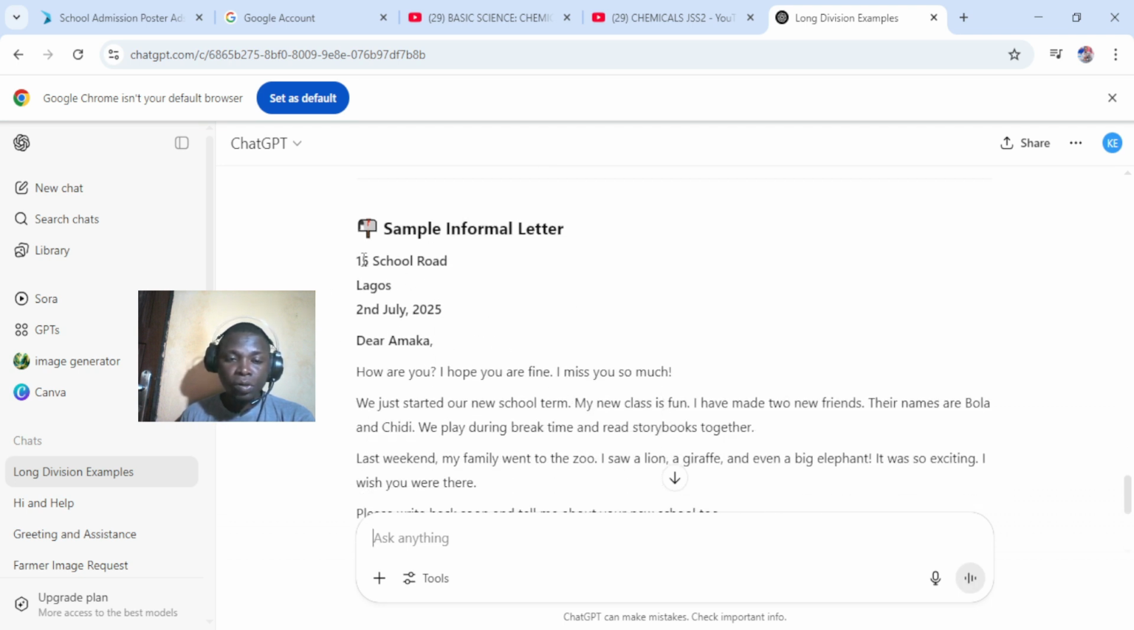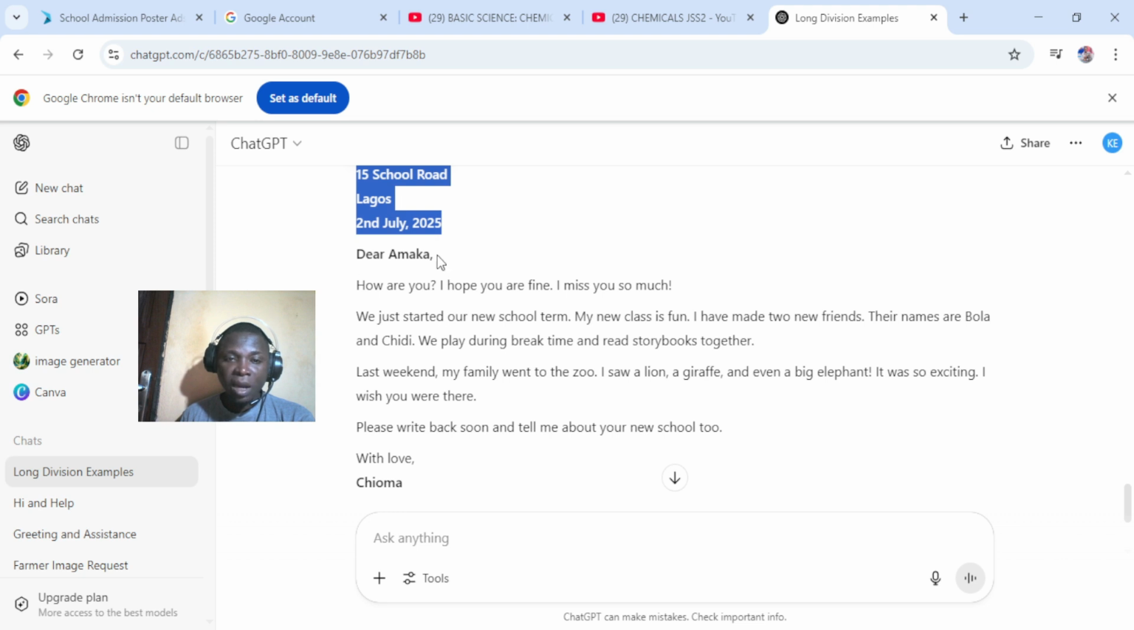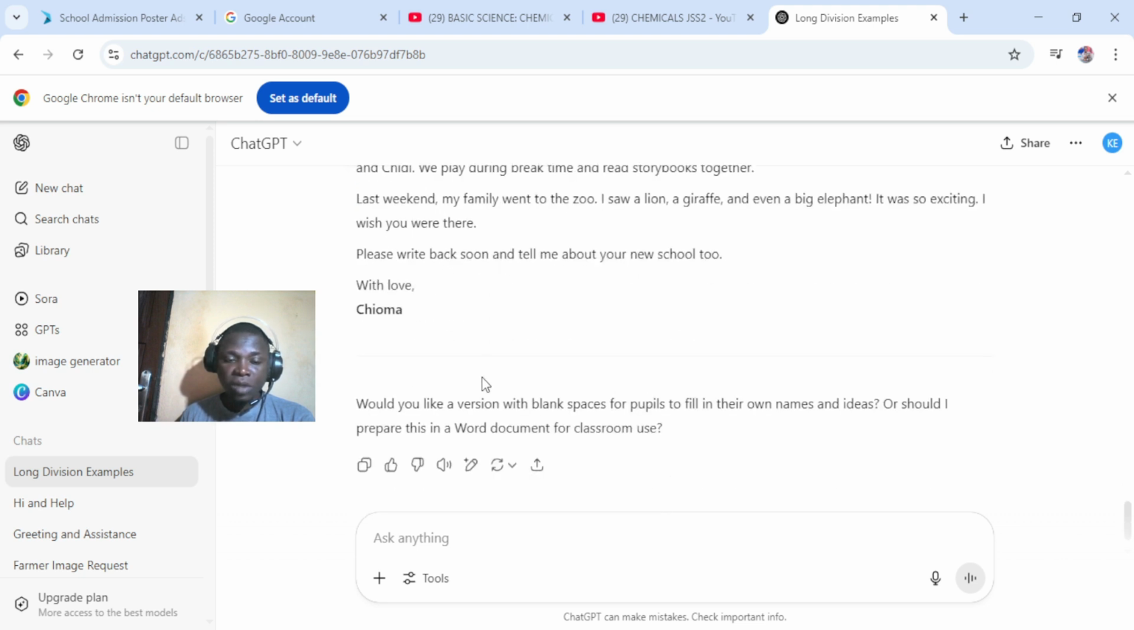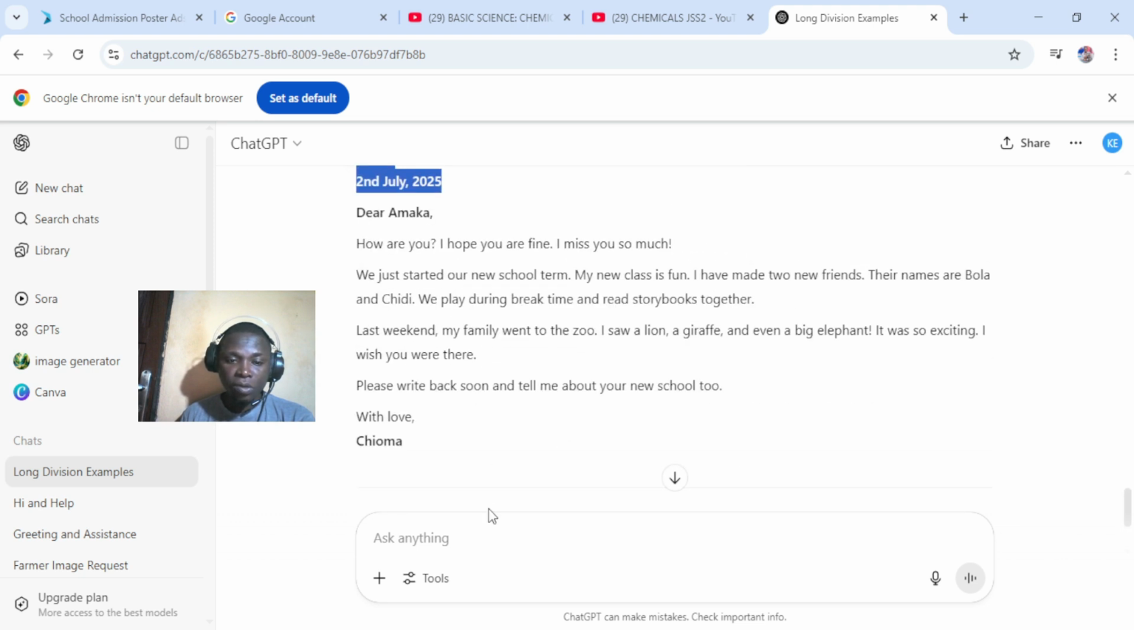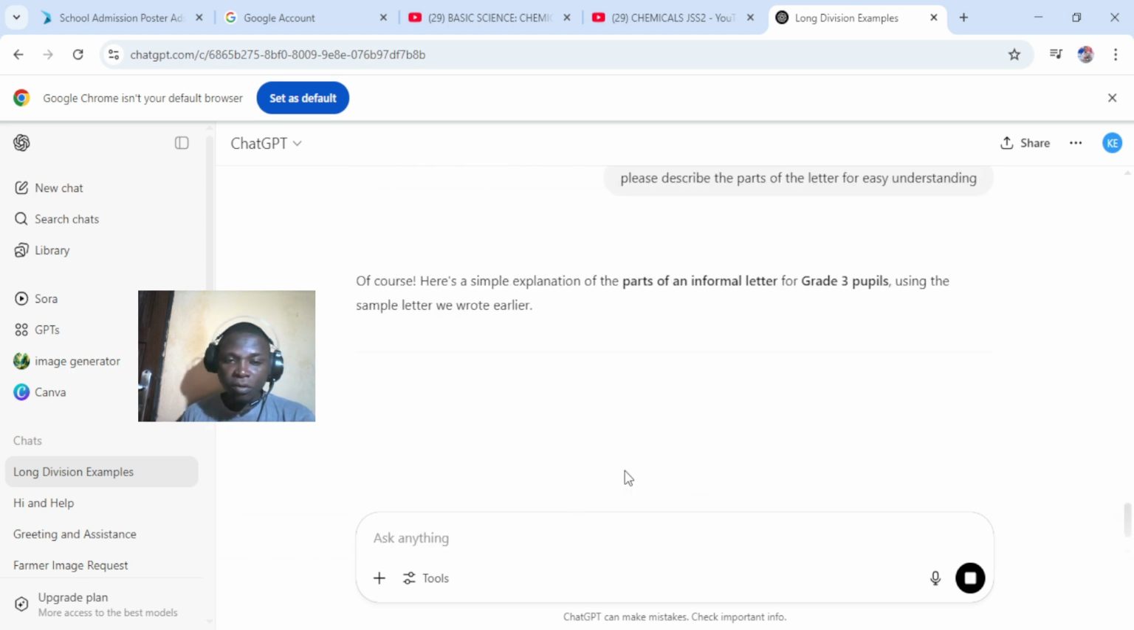So this is a sample of an informal letter it has given me, suitable for teaching a grade 3 pupil. Okay, so this is the address: number 15 School Road, Lagos, 2nd July 2025. Dear Amaka. Okay, so it just gave me a letter. It didn't describe it, so I can go further to say, please describe the parts of the letter for easy understanding.